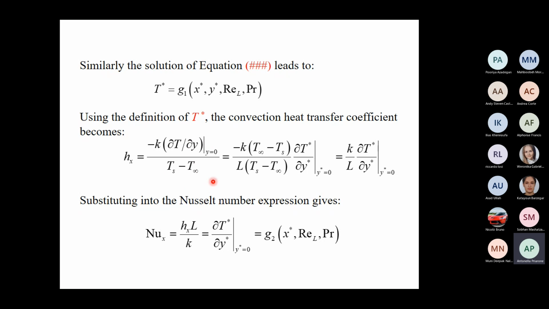Now I want to express again this derivative of T in y for y equal to 0 using T star. So again, I have to write T infinite minus Ts that multiplies T star at the numerator and L times y star at the denominator, for y star equal to 0. I can simplify the bracket T infinite minus Ts, also using this minus, because in one case it's T infinite minus Ts, in the other Ts minus T infinite. And I keep only k divided by L that multiplies the derivative of temperature T star in y star for y star equal to 0.